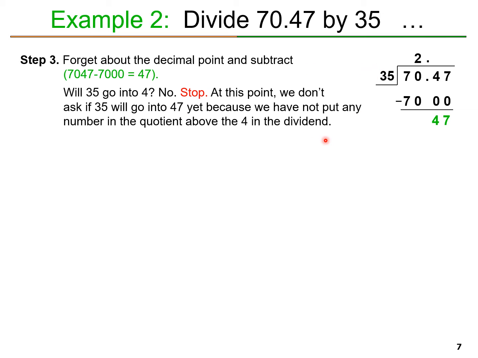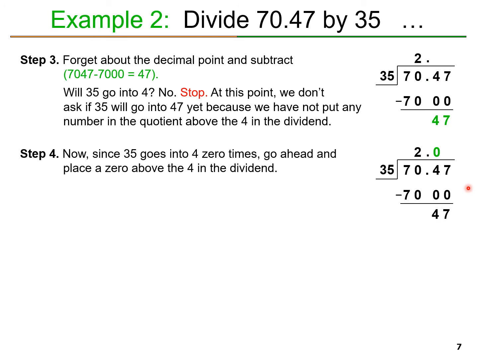Now we ask ourselves, will 35 go into 4? Stop. At this point, we don't ask if 35 goes into 47 because we have not placed a digit in the quotient above this 4 in the dividend. So now, since 35 goes into 4 0 times, go ahead and put a 0 above the 4 in the dividend.